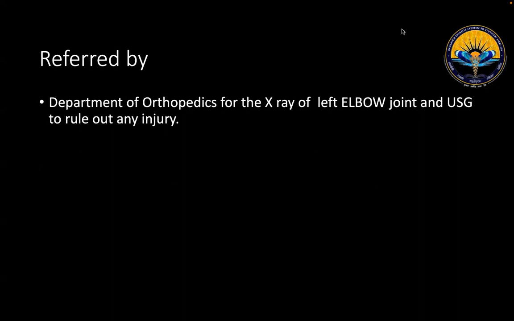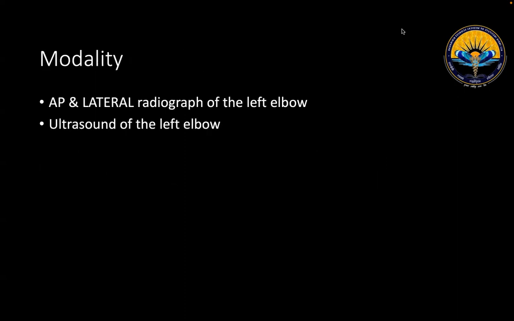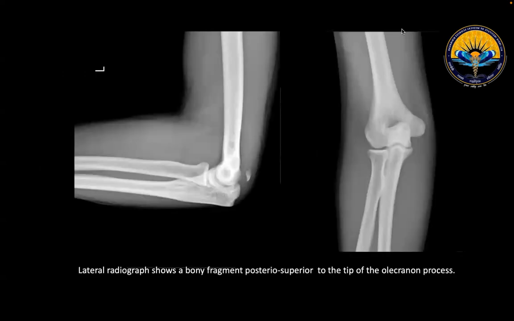The patient was referred from the Department of Orthopedics for radiographs of the left elbow joint and ultrasound. There were no previous investigations available with the patient. The modalities which we did in our department were AP and lateral radiograph of the left elbow, as well as ultrasound. So these were the lateral and the frontal radiographs of the left elbow, where we found that there was an abnormal radio opacity seen over the posterior aspect of the left elbow joint.